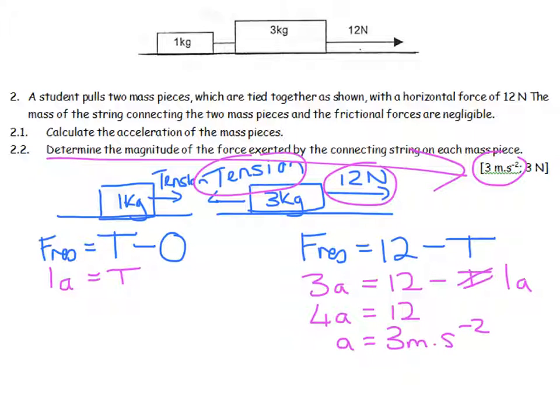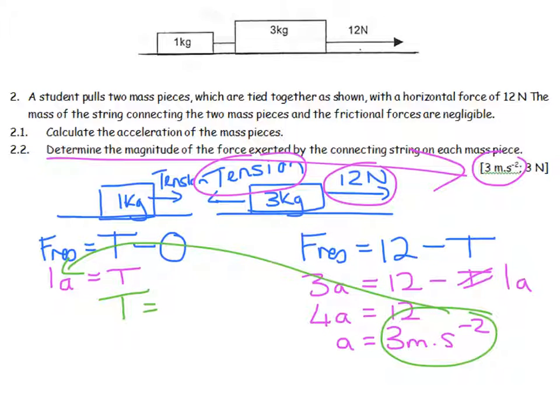I have solved for the acceleration. Determine the magnitude of the force exerted by the connecting string. That force is called the tension. I can substitute this 3 into either of the equations. 1 times 3 is going to give me 3 newtons.